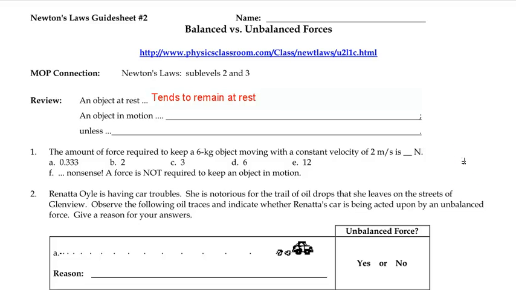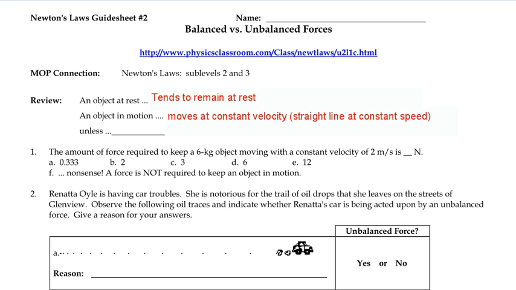Okay, in this third video cast, we're looking at balanced versus unbalanced forces. First, a quick review of inertia. An object at rest tends to remain at rest, while an object in motion moves at a constant velocity. That means in a straight line at constant speed. Unless, and this is a big caveat, acted upon by an unbalanced force.